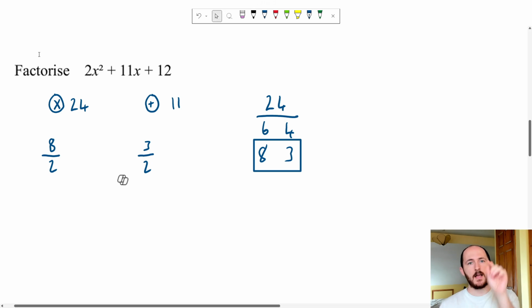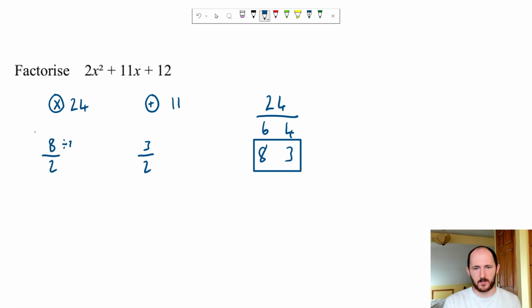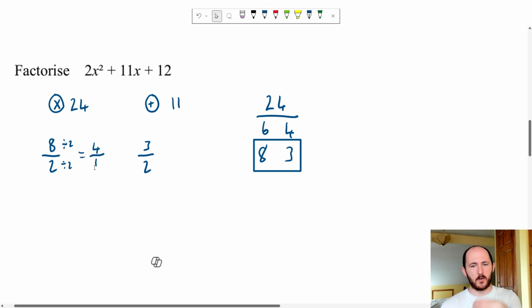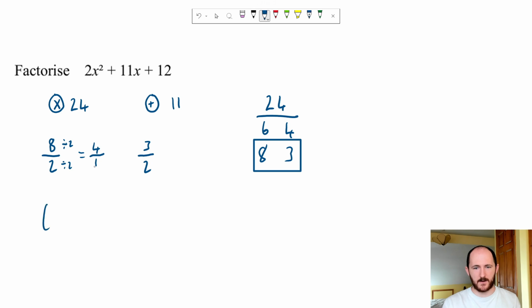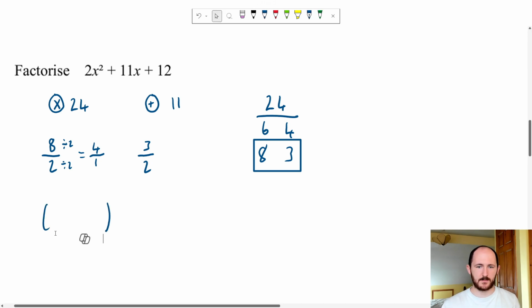But remember, if you can, you need to simplify. That's one weakness to this method. You have to simplify the fractions. So this, we can divide top and bottom by 2, which gives us 4 over 1. And remember, the number on the bottom represents the x. So this first fraction represents the first bracket. So the number on the bottom is the number in front of x, so that's 1x again.